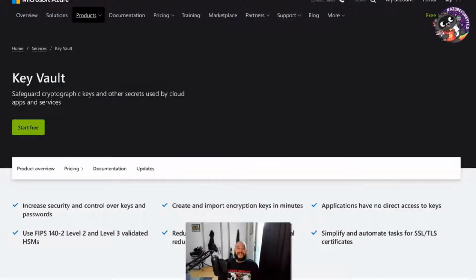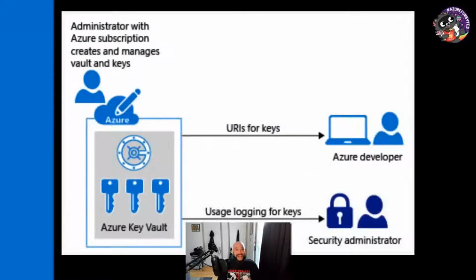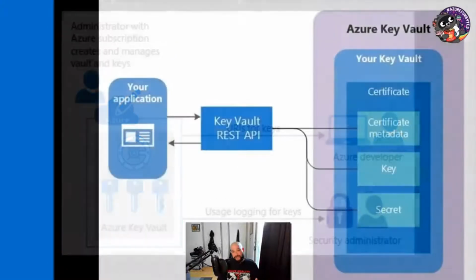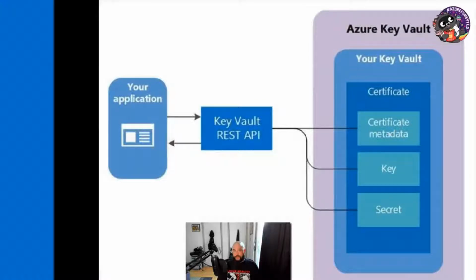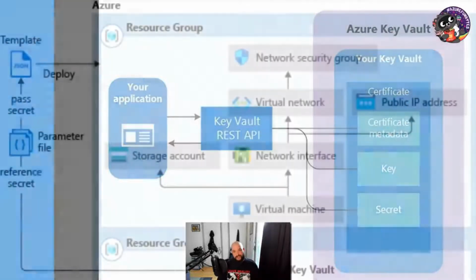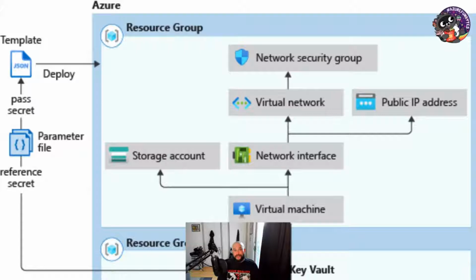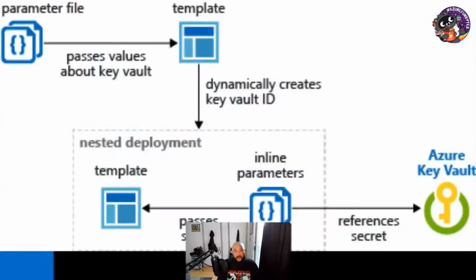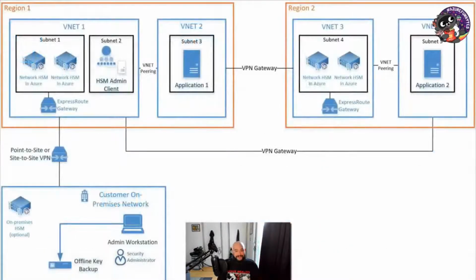Azure Key Vault is a cloud service for securely storing and accessing secrets. A secret is anything you want to tightly control access to, such as API keys, passwords, certificates, or cryptographic keys. Key Vault service supports two types of containers, vaults and managed HSM pools. Vaults support storing software and HSM-backed keys, secrets, and certificates. Managed HSM pools only support HSM-backed keys.